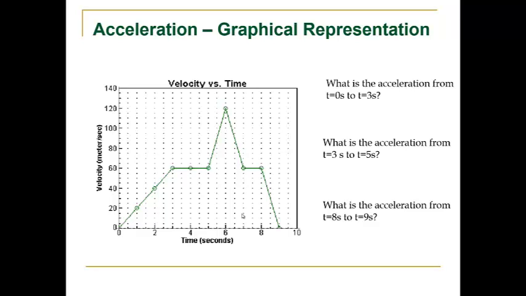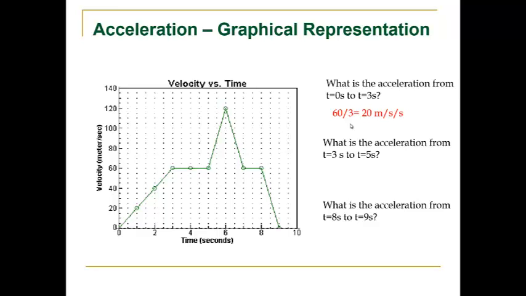The first thing that you're looking at on this problem is what is the acceleration from 0 to 3 seconds. Again, you're looking at your slope from 0 to 3. So you're looking at this straight line right here as you go through it. You're going to do rise over run. Your rise would be 60. Your run would be up to 3 seconds, so it ends up being 60 over 3, which would give you an acceleration of 20 meters per second squared.